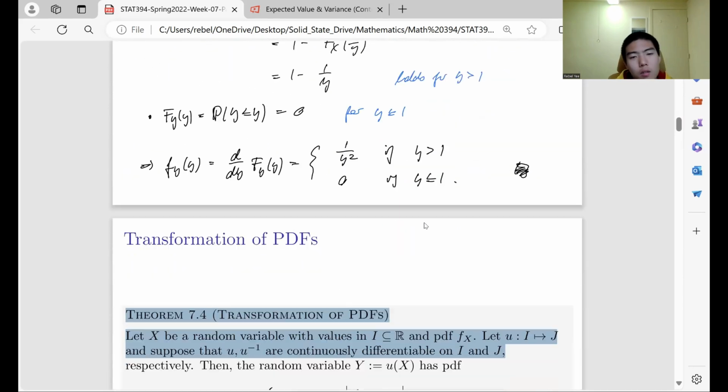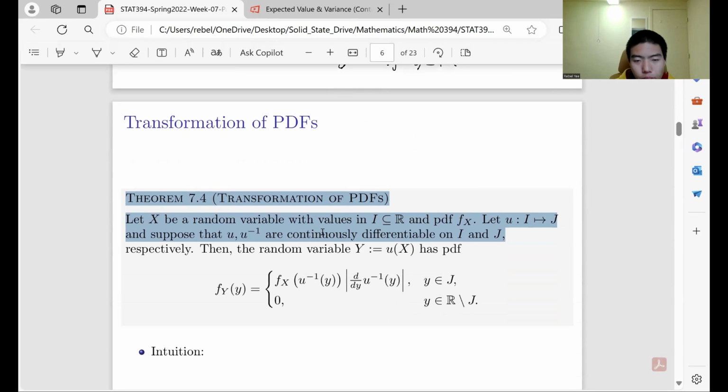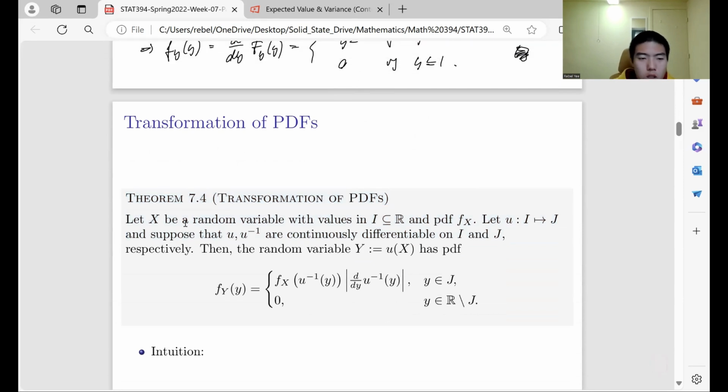But if we meet a difficult problem where it is not obvious how to do the transformation, we can use the formula. The formula is very clear. If X is a random variable with values in I and the PDF f_X, what that means is X is defined on I. It might be defined on R, but it might not. For example, x squared is not defined on R. Or maybe this is not a right example, because x squared is not a random variable.